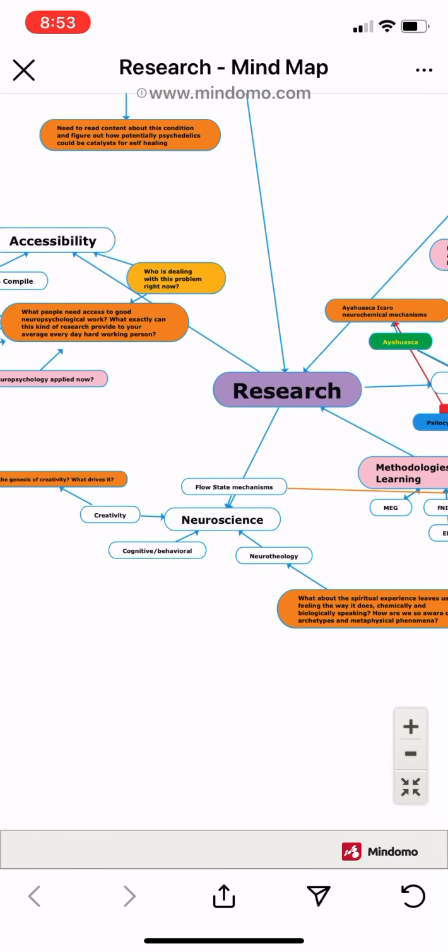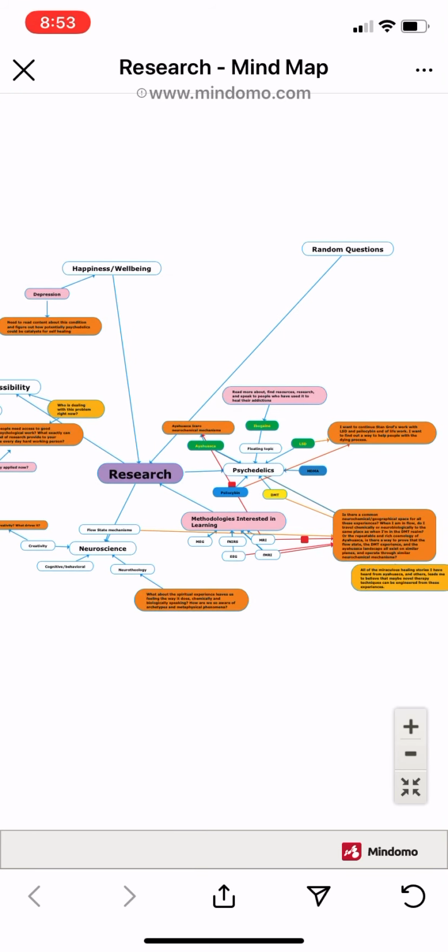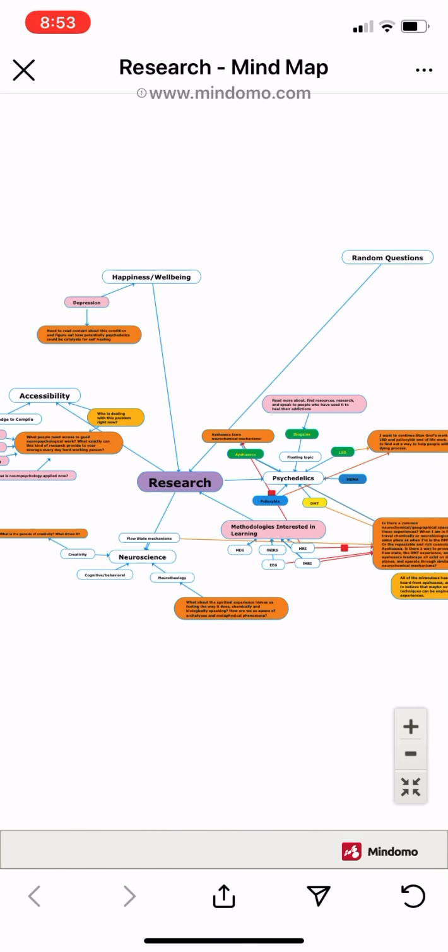So if you look over here, I've broken it up into my primary areas of interest, which is neuroscience, psychedelics, accessibility, happiness, and well-being. And then I've got a bubble over here for random questions in case I come up with just sporadic, non-categorical, one-off questions that I want to keep track of.